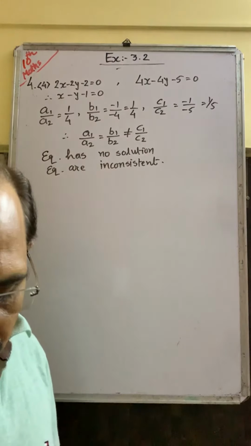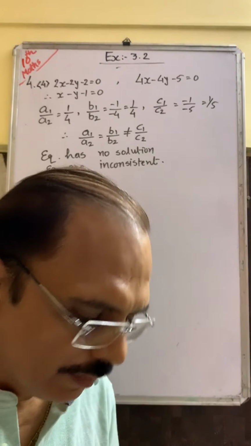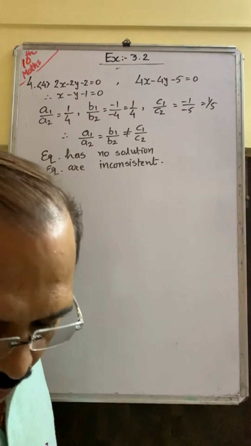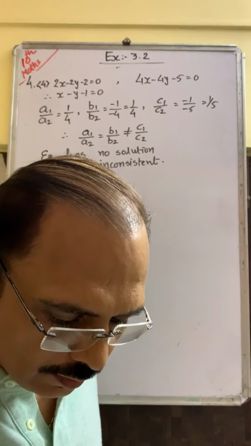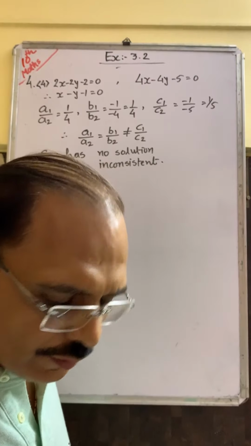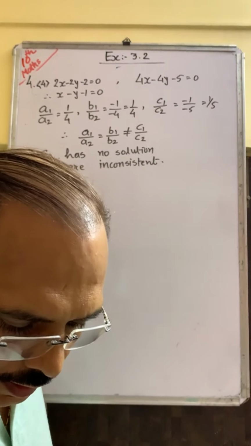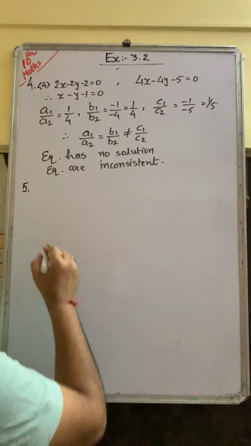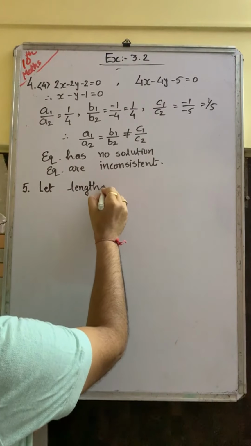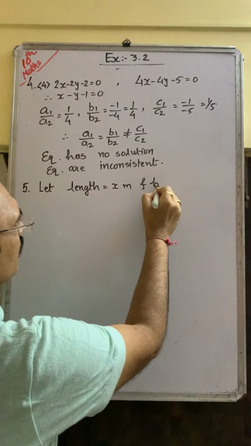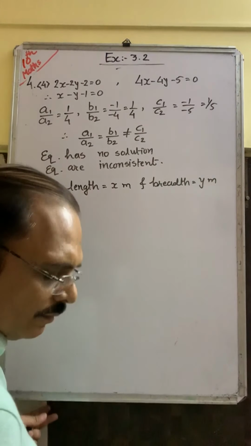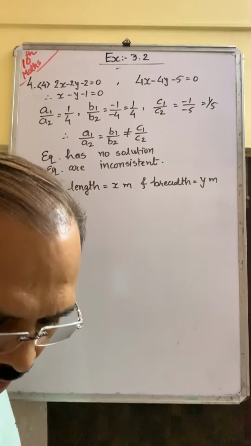Half the perimeter. See the question in page number 50. Half the perimeter of a rectangular garden whose length is 4 meters more than its breadth, means width, is 36 meters. Find the dimension of the garden. Okay, we suppose length and breadth. Let length of the garden be x meter and breadth be y meter.